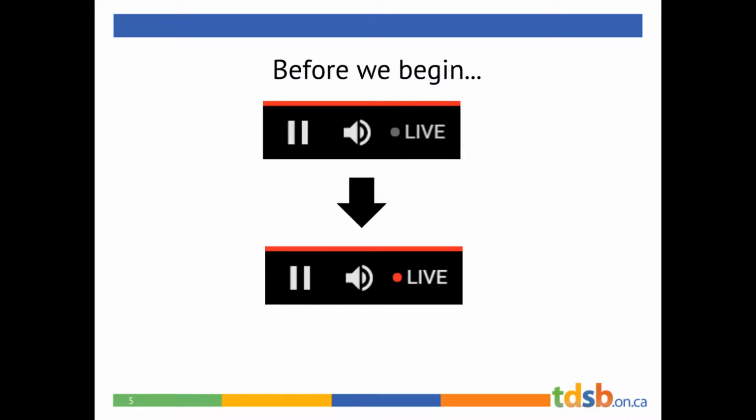Also, next to the volume control is a little live button. If you see that live button is showing a gray circle next to the live icon, it just means that it's fallen a little bit out of sync. So if you actually press the wording live, it'll take you to the most recent copy, or I guess the livest possible version of the webinar. So just something to keep in mind as you go along, if maybe you don't see something.